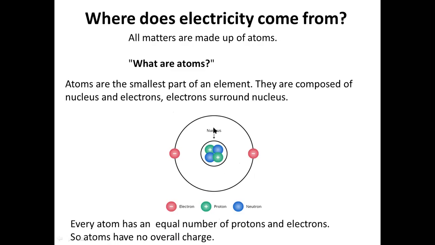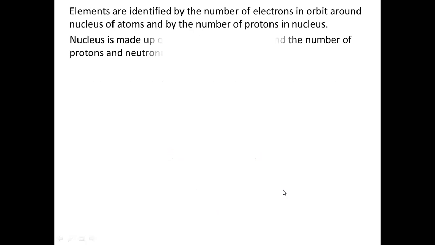Now, in this nucleus there are protons and neutrons. The number of protons is equal to the number of electrons. Therefore, there is no overall charge. I will explain overall charge to you on the next slide. Elements are identified by the number of electrons in orbit around the nucleus of atoms and by the number of protons in the nucleus.